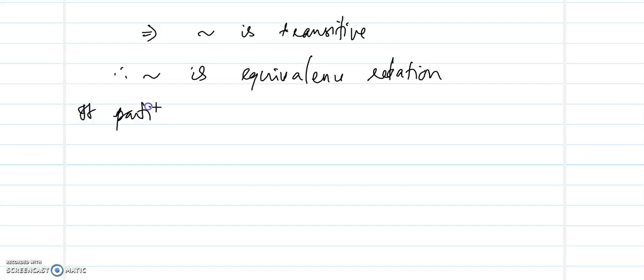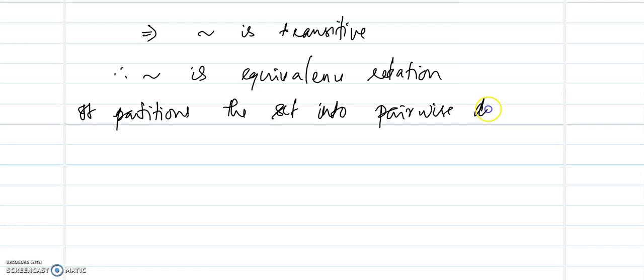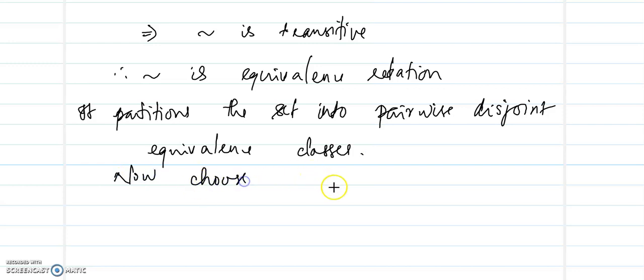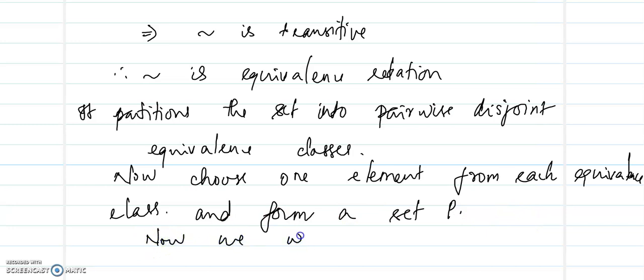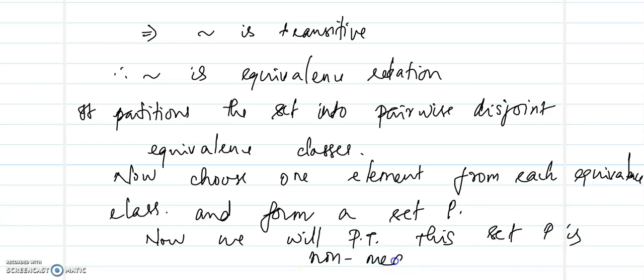So it partitions the set into pairwise disjoint equivalence classes, and now choose one element from each equivalence class and form a set P. Now we prove that the set P is non-measurable. So that is what we are going to prove.